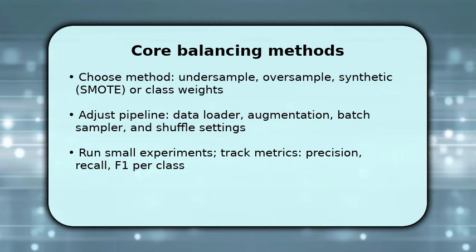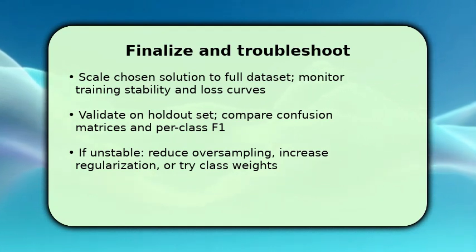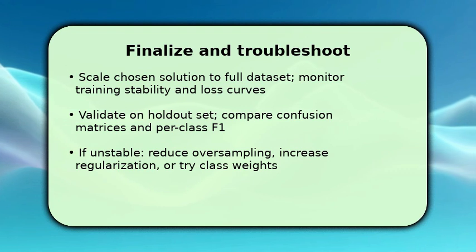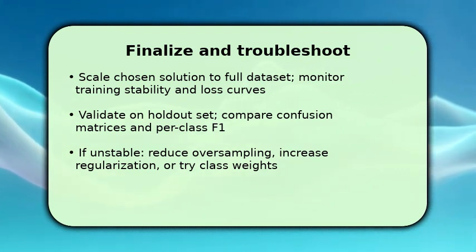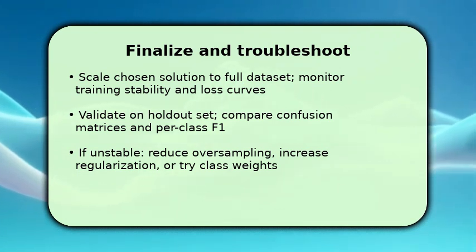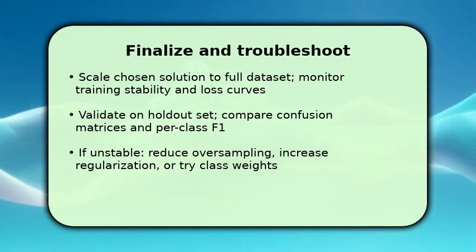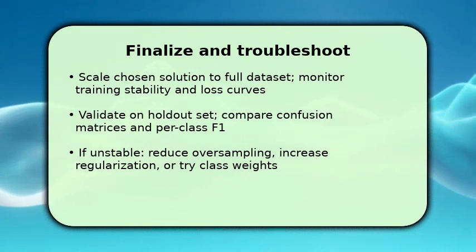To finish, scale your chosen balancing technique to the full dataset and monitor training stability, watching loss curves and batch-level class distributions. Make sure to validate on a holdout set and compare confusion matrices and per-class F1 scores to the baseline. If performance drops or training becomes unstable, try one key fix: reduce oversampling intensity, add regularization, or switch to class weights instead of synthetic examples.